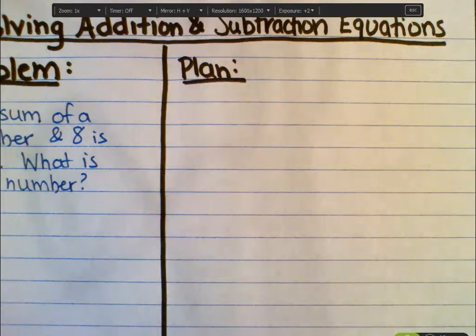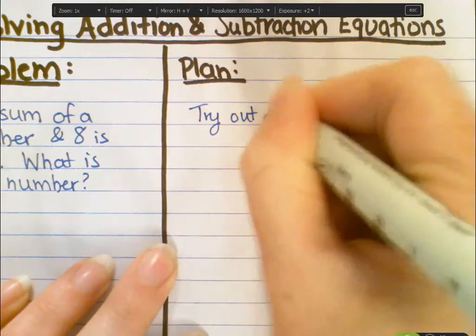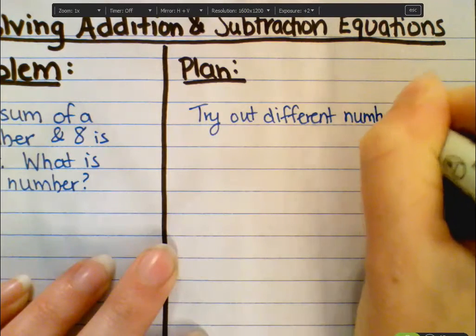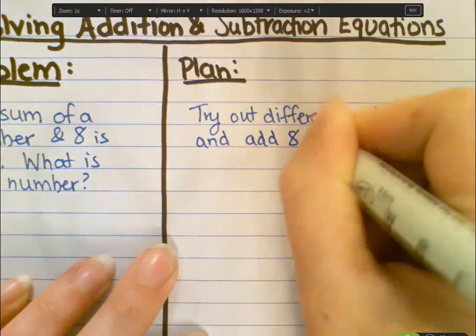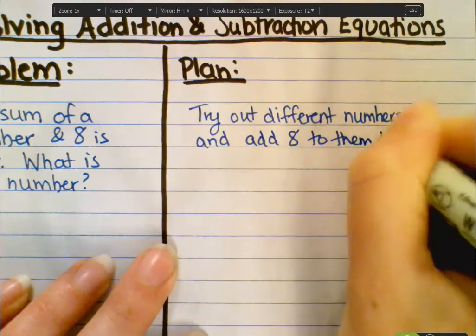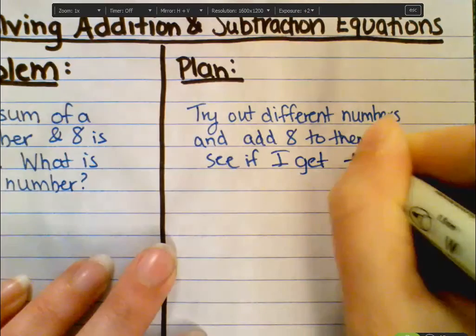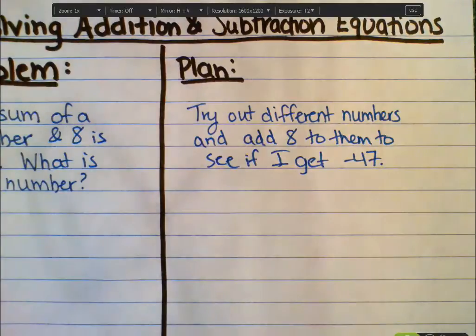Alright, so my plan is I have to probably try out different numbers and add 8 to them to see if I get negative 47. Okay. So that's my idea. I don't know if it's going to work, but we'll come back to it at the end of the lesson and see if that's a good plan to start off with.